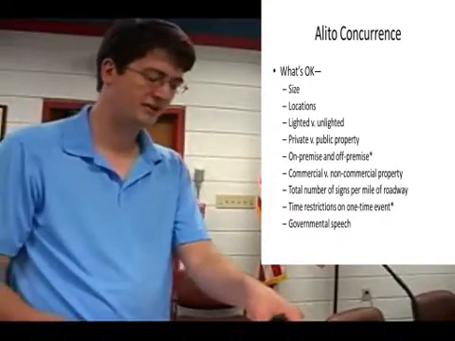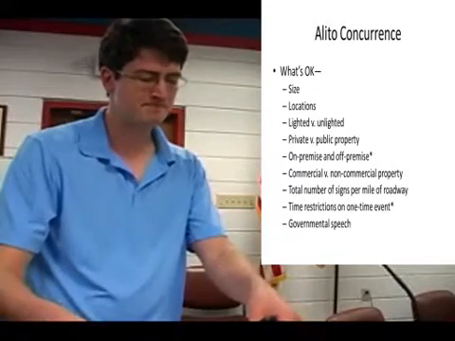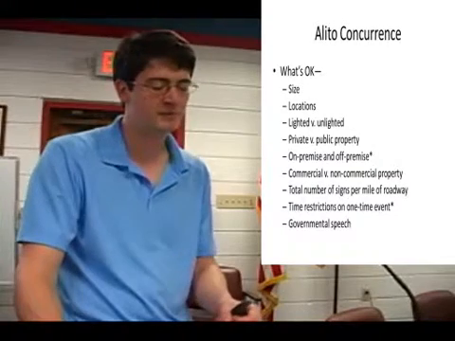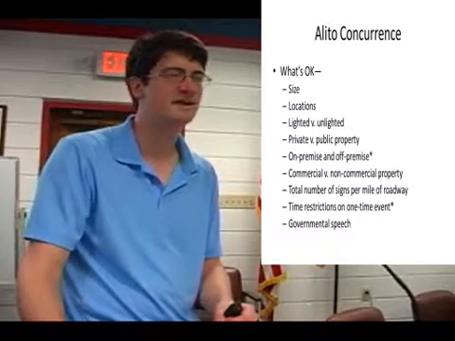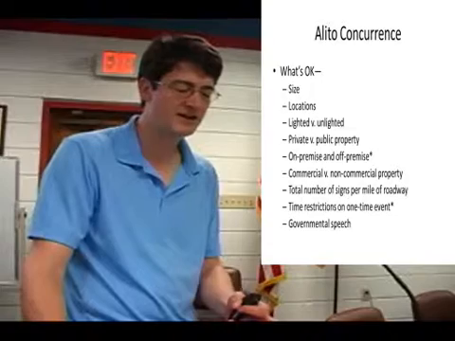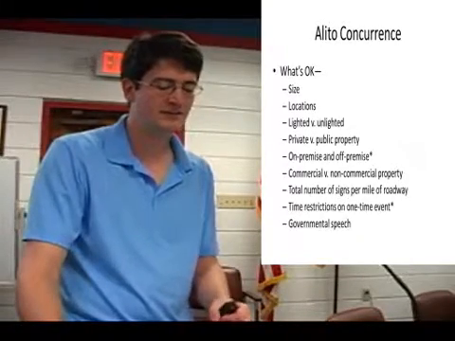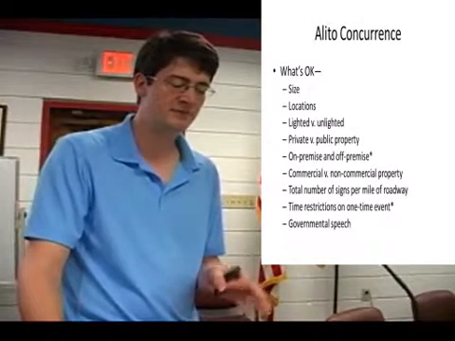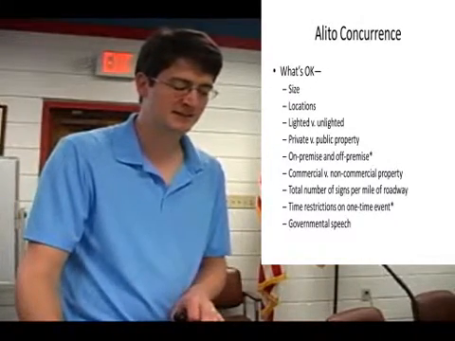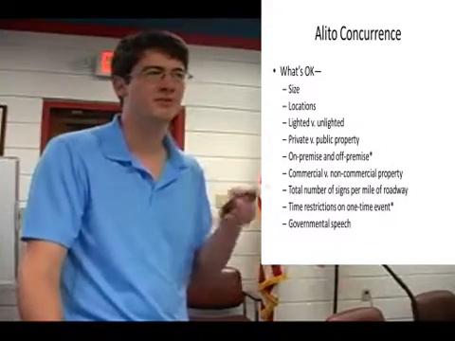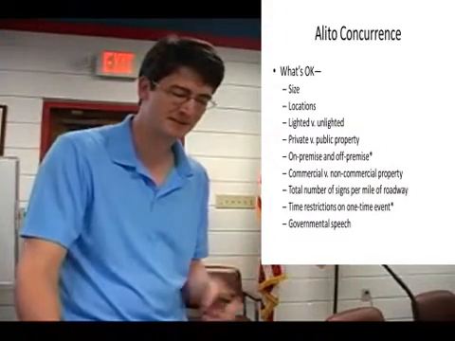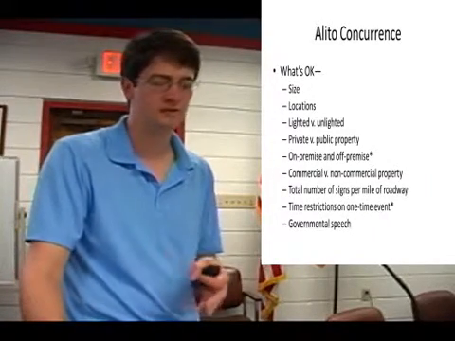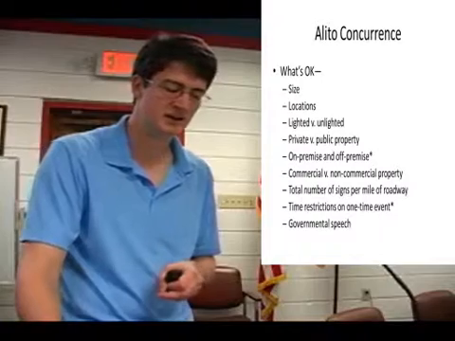Justice Alito in his concurrence said, yeah, that's all well and good, but here are a few other things that I think would be okay in terms of government sign regulations: size, locations, lighting versus unlighted, regulations that distinguish between signs on private and public property, on-premise and off-premise signs with an asterisk, because how can you tell if a sign is on-premise or off-premise without looking at its content? Commercial versus non-commercial property, so basically having different distinctions between zoning districts and property uses.